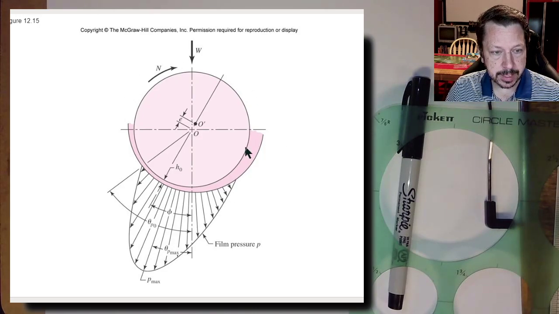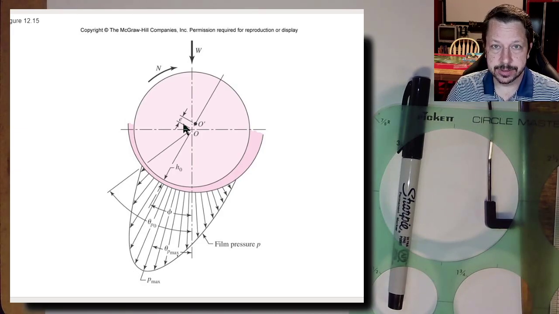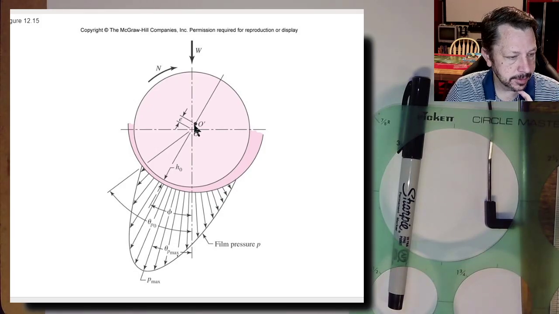So that's where a lot of the terms, oh, I see another one, E. So this is the eccentricity. So basically how far off of the original center is the journal's center after all of this movement has occurred. So there's a little distance there of how far it's moved, basically.